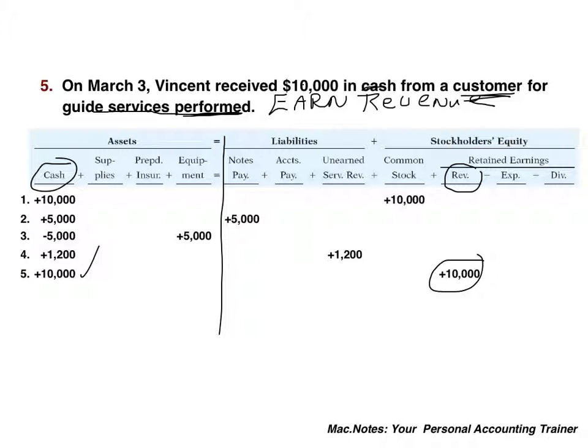So every time we perform a service or sell a product for a customer, we have earned revenue. Now, they either pay cash, or the customer will pay later, which we call an accounts receivable.